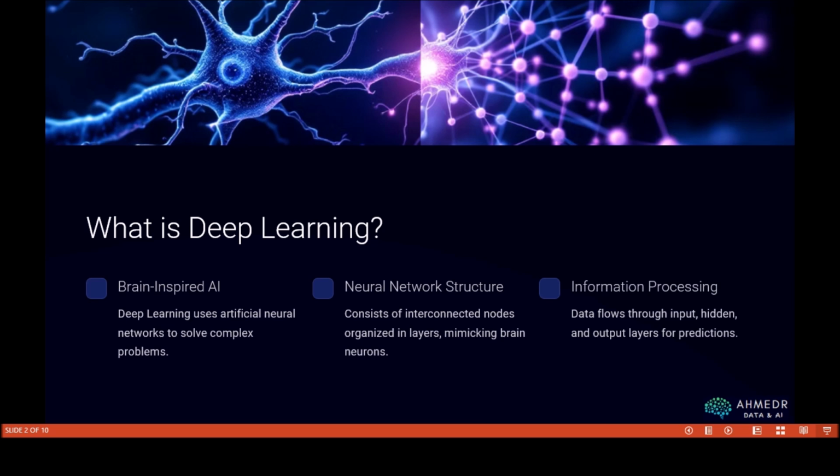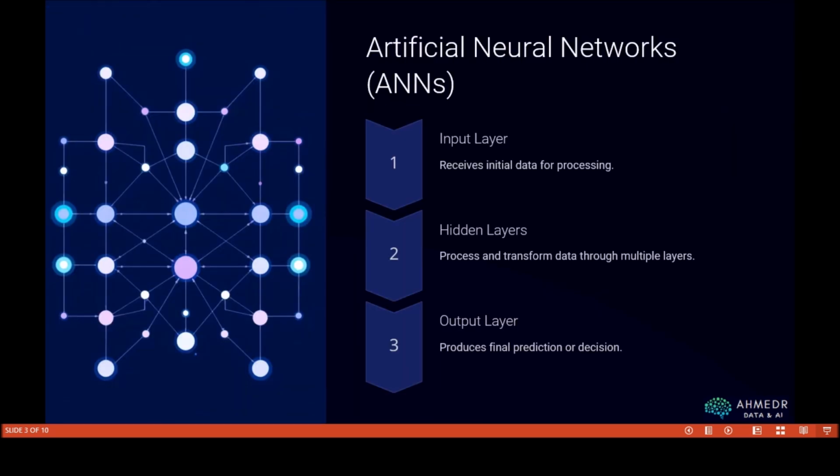Let's talk next about artificial neural networks, or ANNs. They consist of three main components: the input layer, the hidden layers, and the output layer. Each node, or neuron, is connected to neurons in the adjacent layers. Data is fed into the input layer, then processed through the hidden layers, and the output layer produces the final prediction or decision.